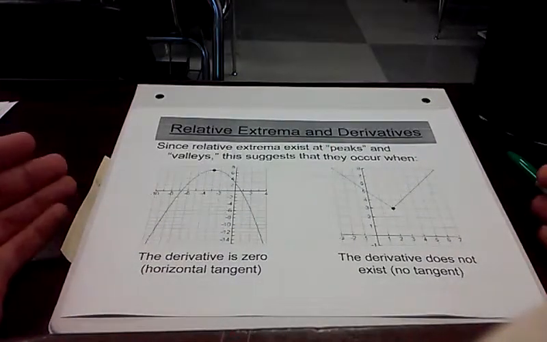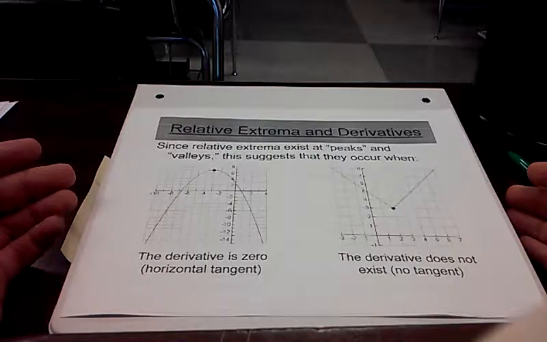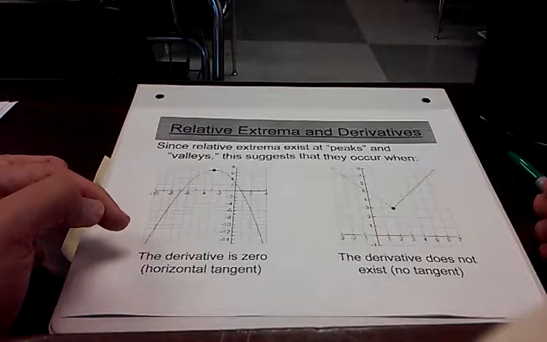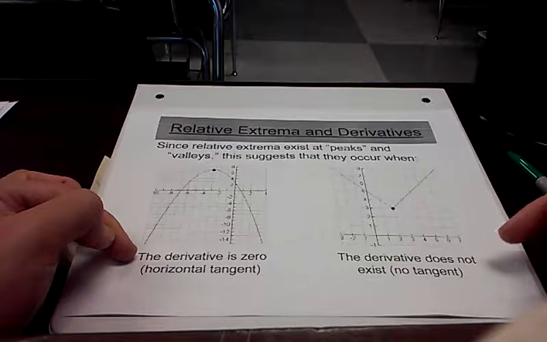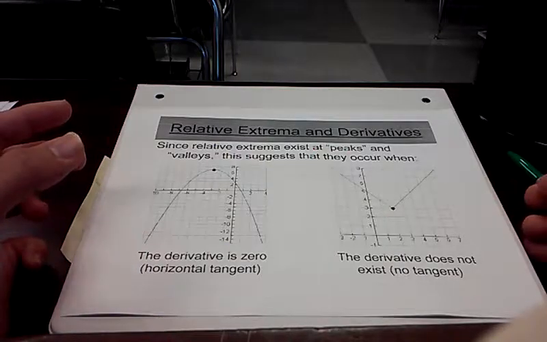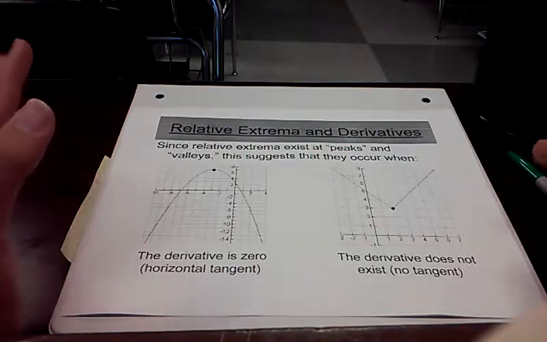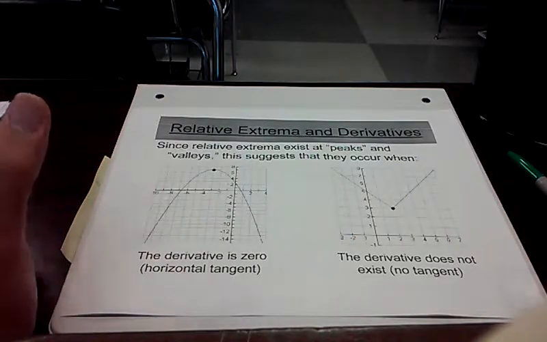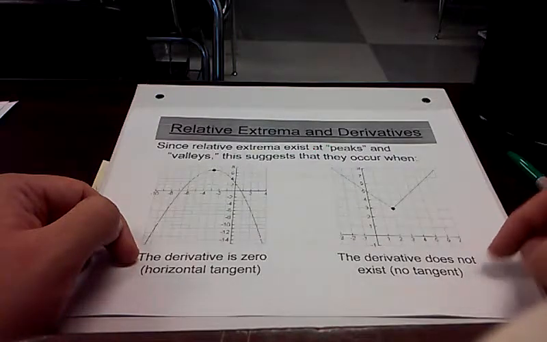Now, there's a very special relationship between derivatives and the relative extrema. Basically, what we found was when the derivative is zero or when the derivative does not exist, then that's a dead giveaway that it is a relative extrema. Now, I haven't taught you how to determine if it's a max or a min yet, but you can rest assured that it is a relative extrema when either the derivative is zero or the derivative does not exist.